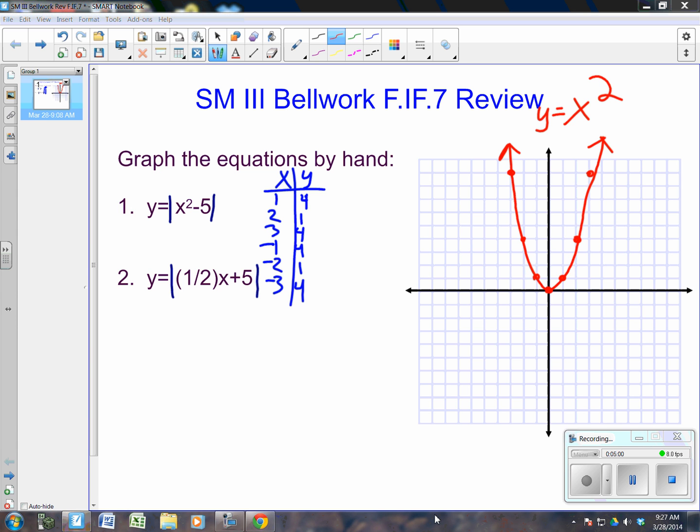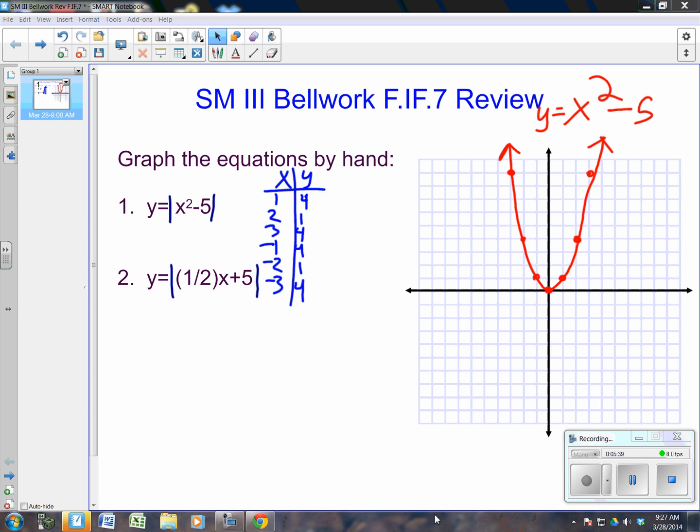But then, if we use some transformations, we can move that graph down. Where would we move it? If we added the x squared minus 5, y equals x squared minus 5, where would that take the graph to? No, just the x squared minus 5, not the absolute value. Where would it move it to? Not right 5. Where? Down 5, yes.